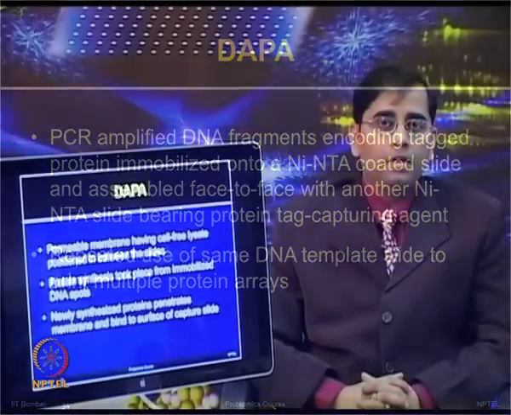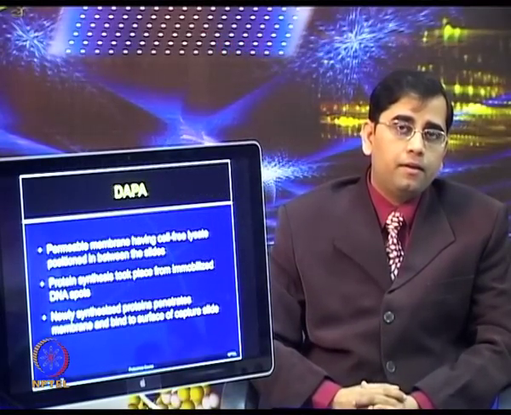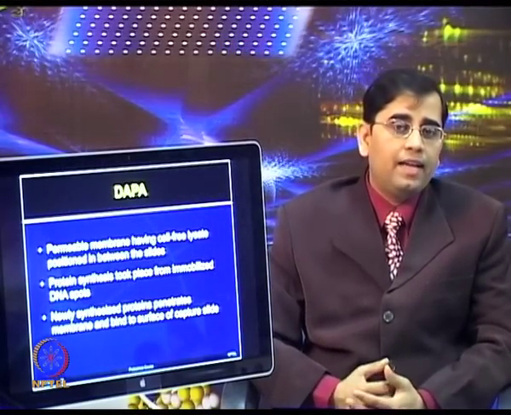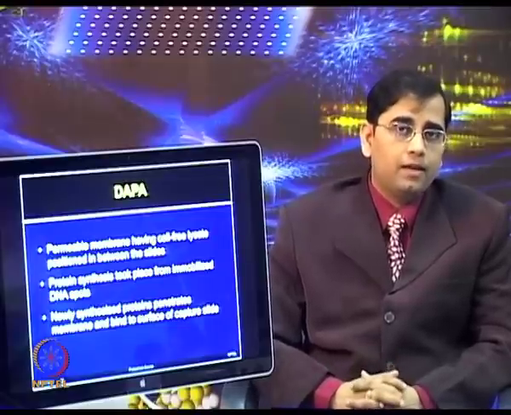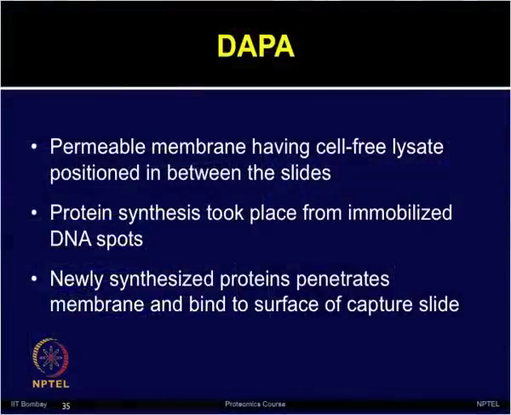In this method, a permeable membrane which contains cell-free lysate is positioned in between the two slides which are face to face, for the proteins to be diffused. Now, protein synthesis takes place on this membrane and then the synthesized proteins diffuse from the membrane and move on to the other slide for capture. So, newly synthesized proteins penetrate the membrane and bind to the surface of the capture slide.